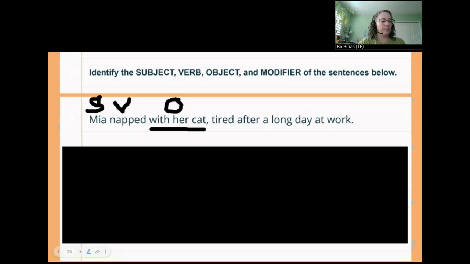Okay? Okay. And it's okay to look stuff up. Like if you're not sure, you can go to dictionary.com and type in the word with, and it'll tell you it's a preposition. All right. So now we have our modifier. That's whatever's left after we label our subject, verb, object. Tired after a long day at work. So what is this modifier currently modifying? The way this sentence is written, what is it currently modifying?